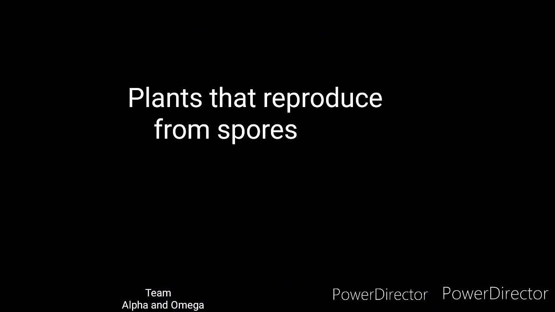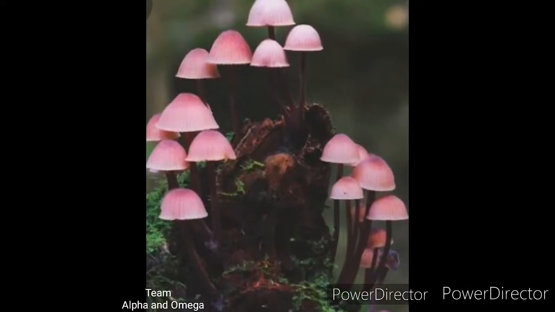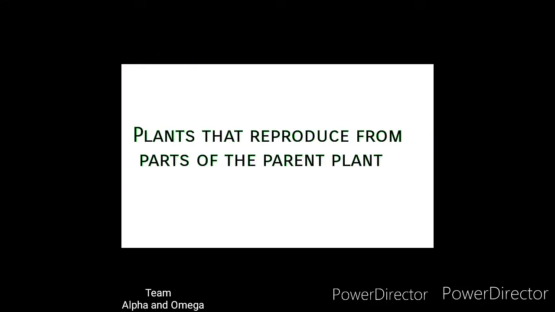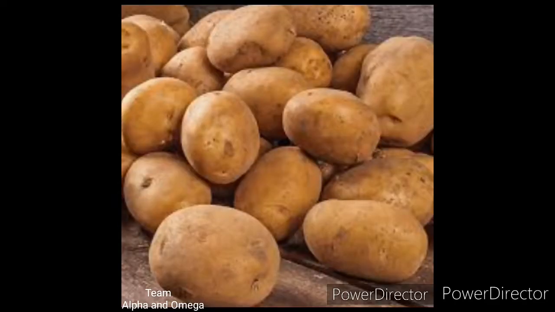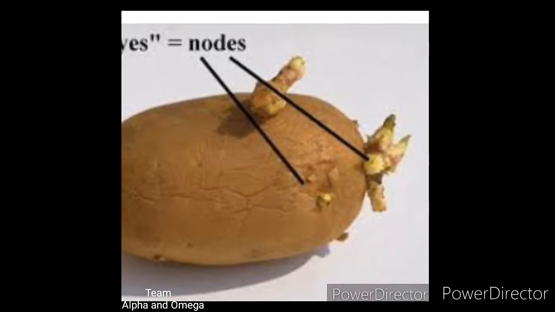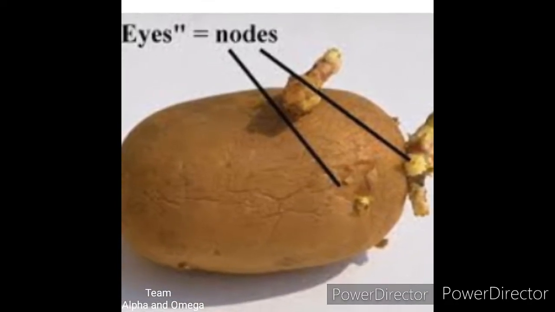Let's say ferns and fungi like mushrooms reproduce from their tiny spores. They don't have flowers, and some plants reproduce from body parts of the parent plant. A new potato plant can develop from the potato, which is an underground stem. Why do we say potato is a stem? Because it has knots and internodes. Here, its buds represent a knot, and the space between its knots is called the internode.